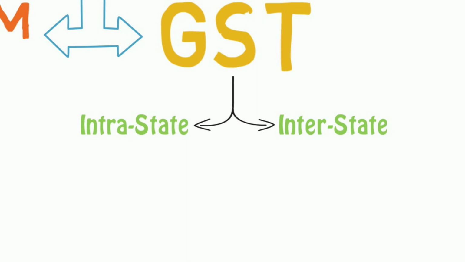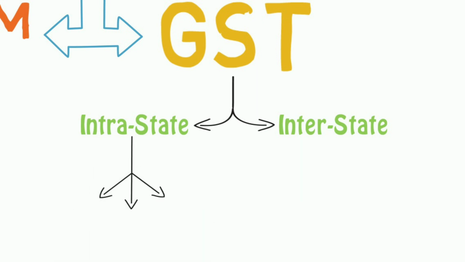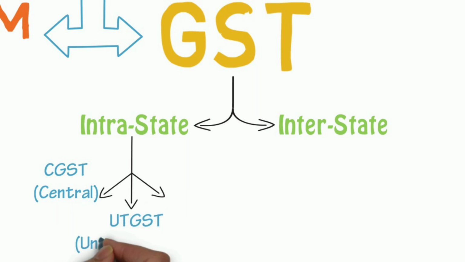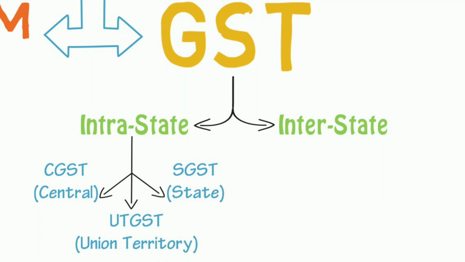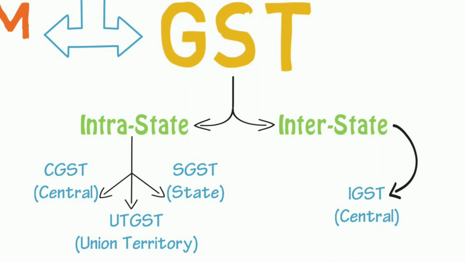Now let's move further with the components of intrastate GST. There are three components. The first one is central goods and service tax, the second one is union territory goods and service tax, and the third one is state goods and service tax. In interstate GST, there is only one component, that is integrated goods and service tax. A detailed discussion on these components will be done in the further part of this video.